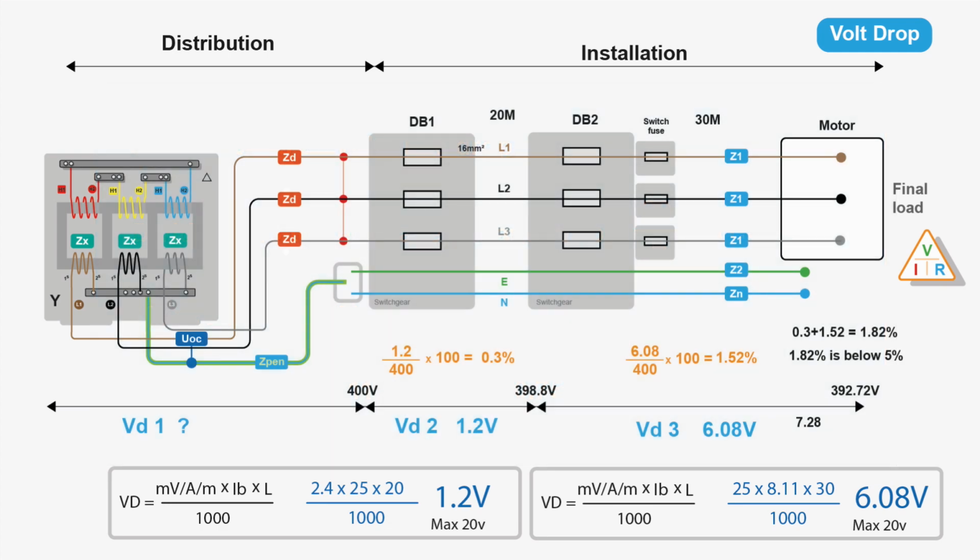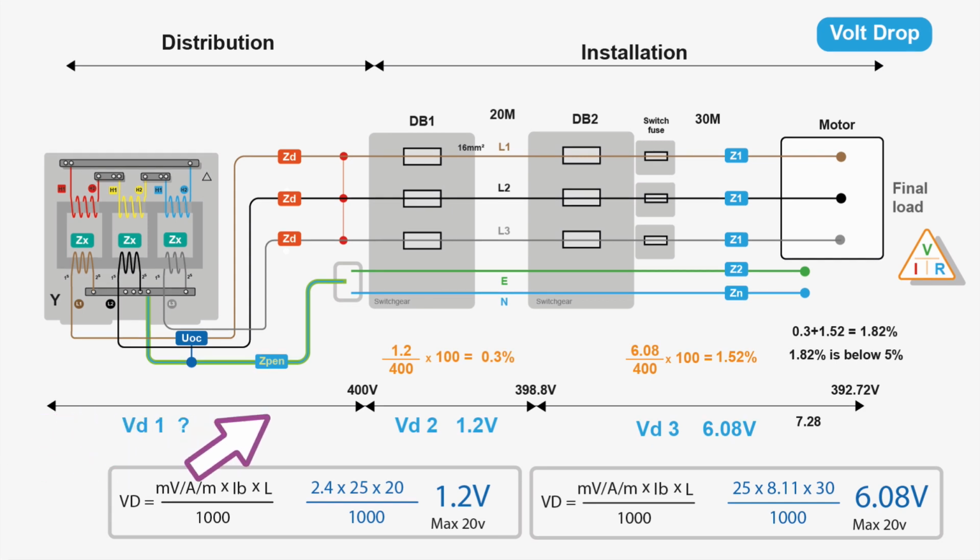So as mentioned, we can split our volt drop into sections. We have the distribution side and then we have the installation side. And on the installation side, we can split that again as well between any switch gears. In this installation, we have 2 sections. We want to know the volt drop in the cable from DB1 to DB2, and we want to know the volt drop in the cables from DB2 to the motor, our final load. These are both 3-phase volt drops, but you can get combinations. It could be a single phase load off this as well.